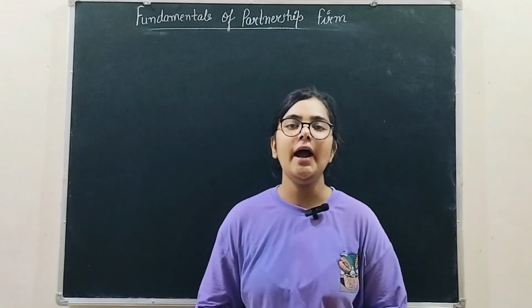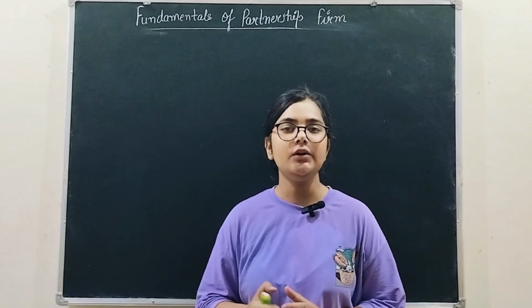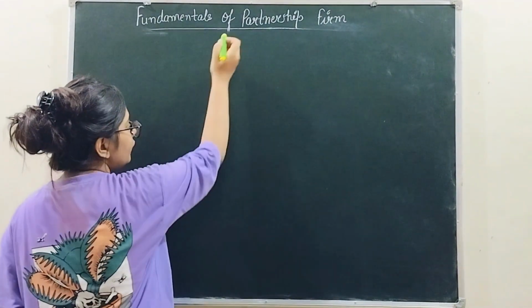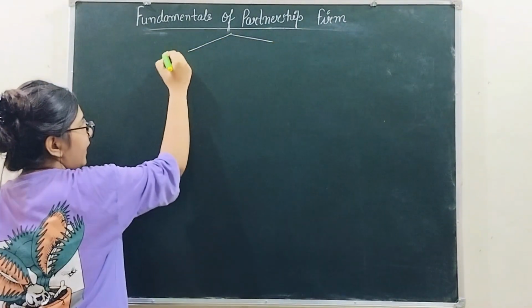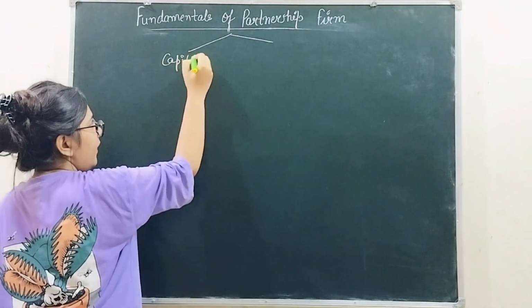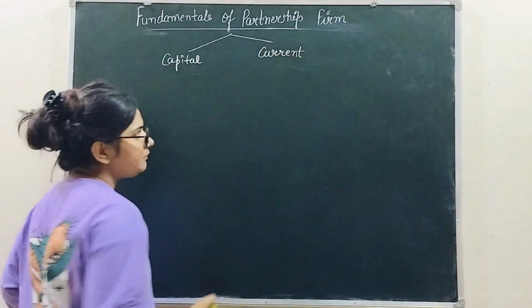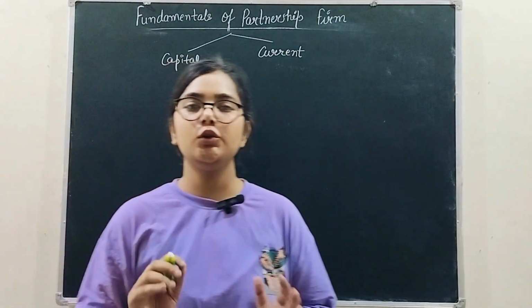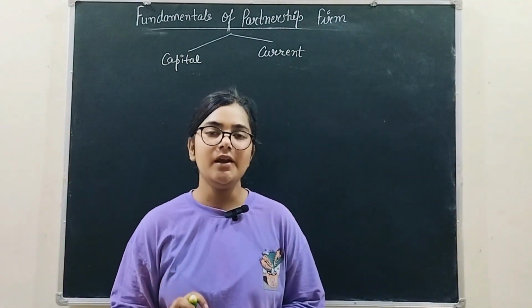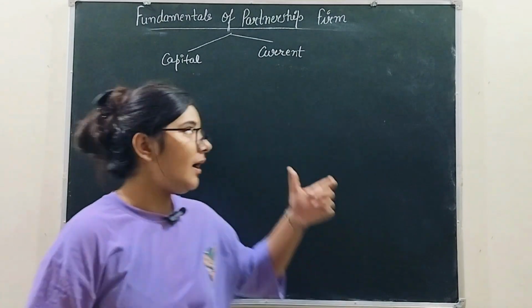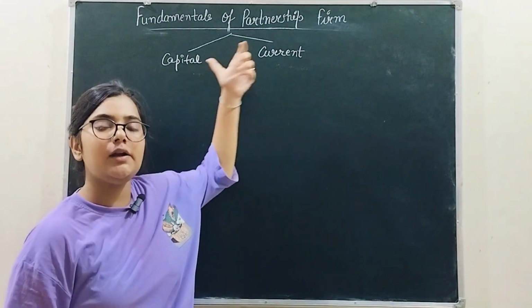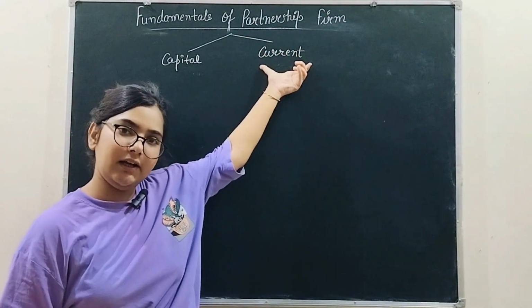Now before moving ahead with the question, I would like to tell you कि इस क्वेश्चन में आपको दो बैलेंस दे रखे हैं. एक आपको कैपिटल का बैलेंस दे रखा है और दूसरा आपको करंट अकाउंट का बैलेंस दे रखा है. ठीक है? तो जब भी क्वेश्चन में आपको दो बैलेंस दे रखे होंगे, सिंपली आपको दो ही अकाउंट बनाने हैं. एक आपको पार्टनर्स कैपिटल अकाउंट बनाना है, दूसरा आपको पार्टनर्स करंट अकाउंट बनाना है.